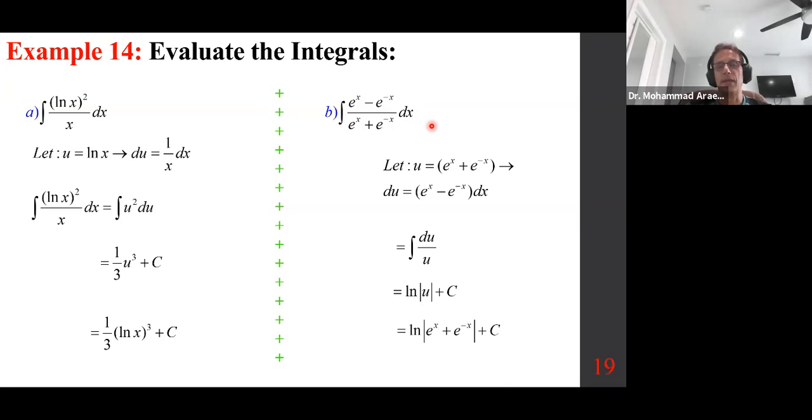This is also an example where I could use parentheses, because this expression e to the power of x plus e to the power of minus x is always positive. Otherwise, we cannot.